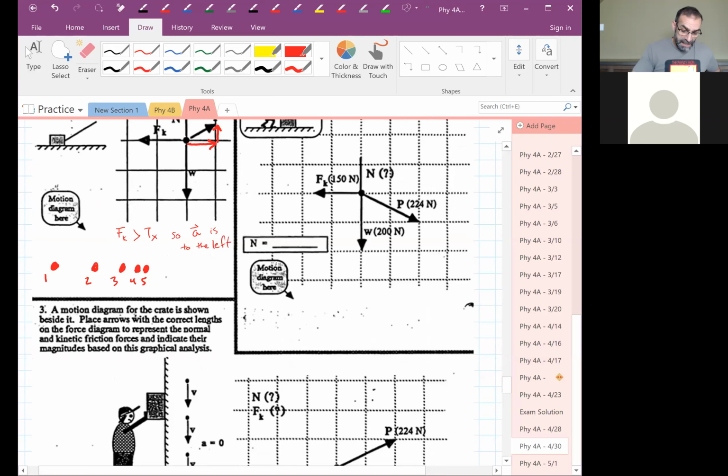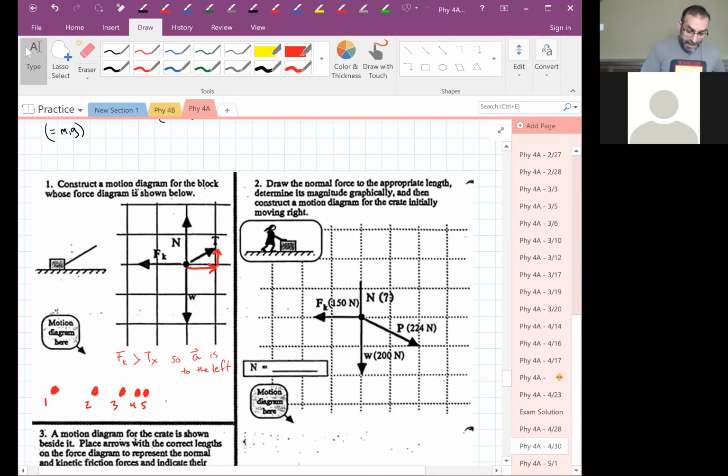So the box can't be moving at constant speed because there's a net force, right? If you're looking at this, I'll use green here, the total force to the right is 1 unit long. The total force to the left is 1.5 units long. So there's a net force there. There's not 0 net force. So there has to be acceleration to the left.